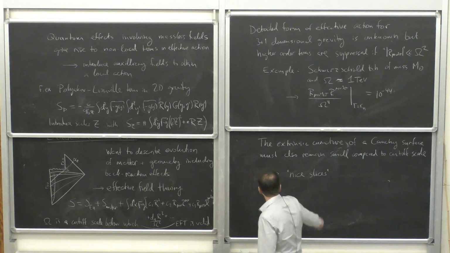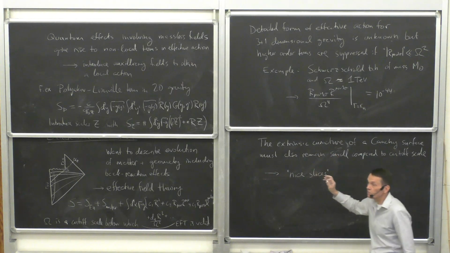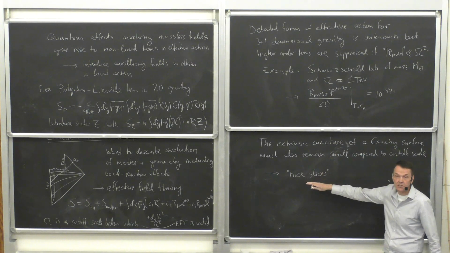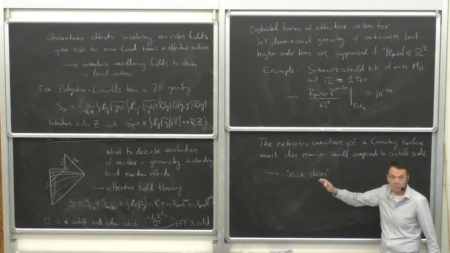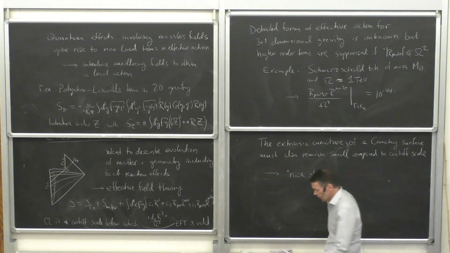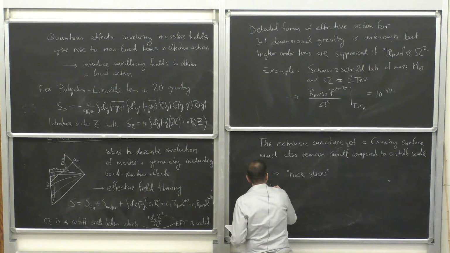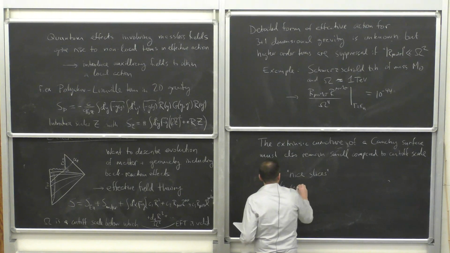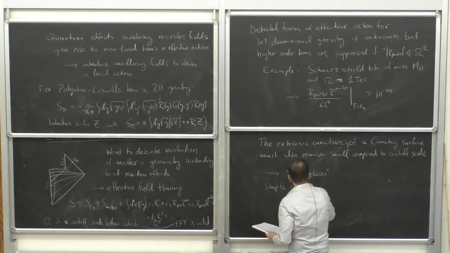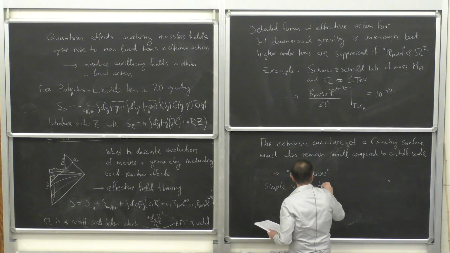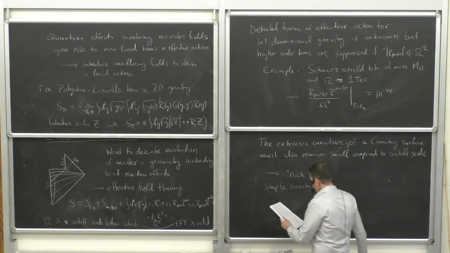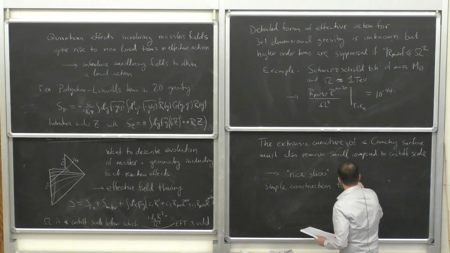And so what I'm going to do today, just before I end, is just do a very simple construction of these nice slices, and then tomorrow we'll start talking about the information problem. So let's just do a very simple construction, and not for this background because that's kind of a little bit harder. Simple construction for eternal Schwarzschild black hole.